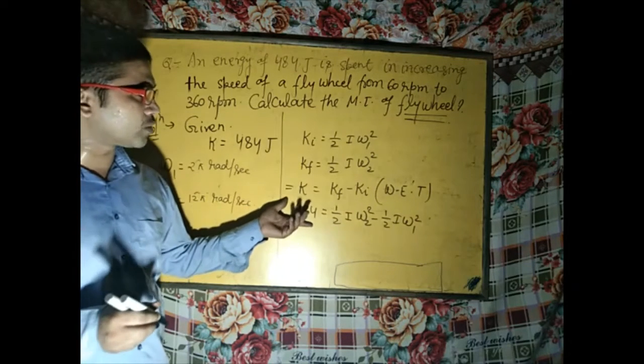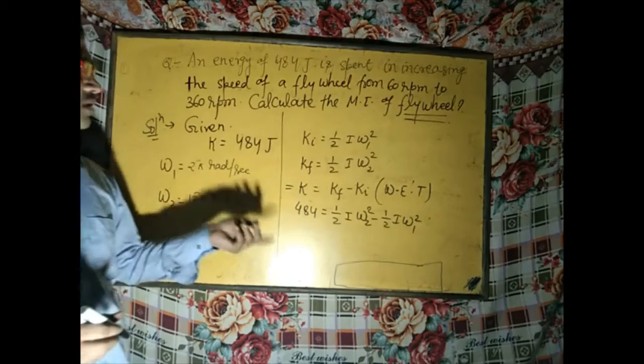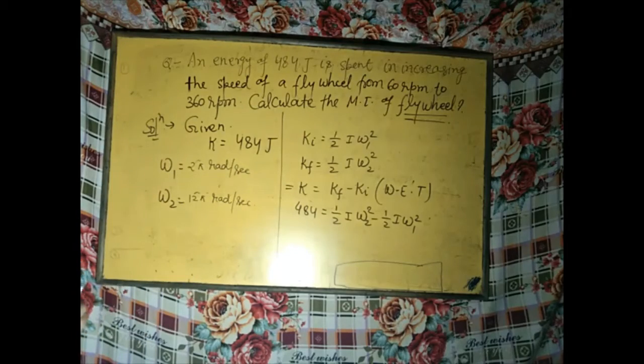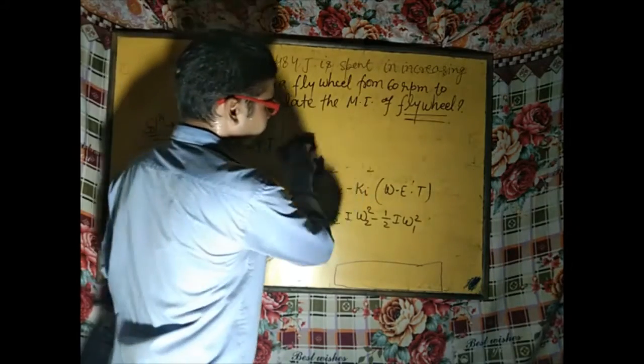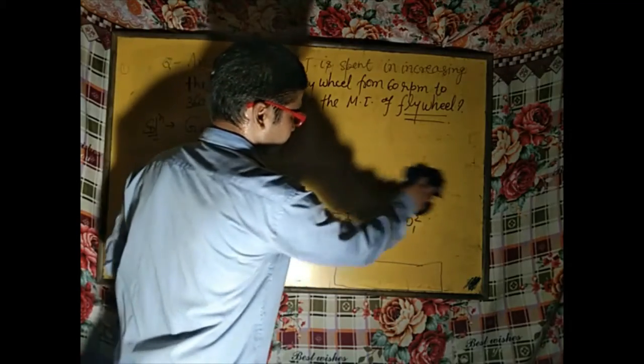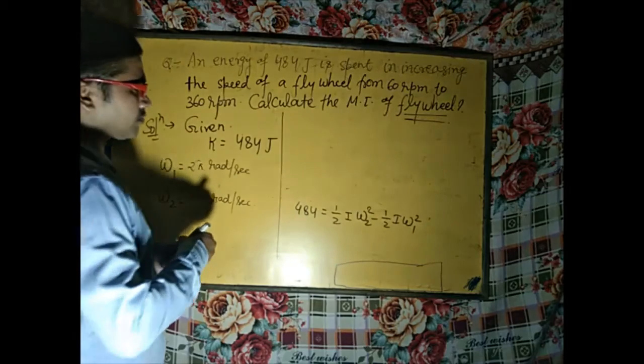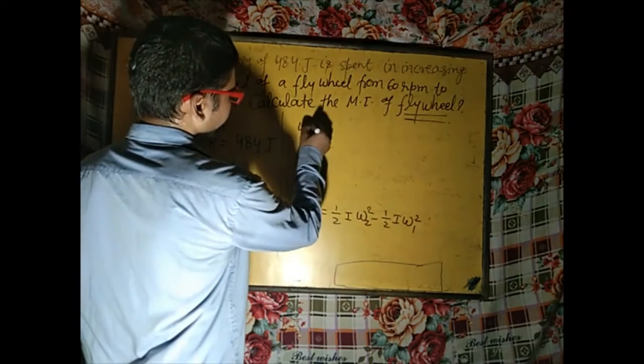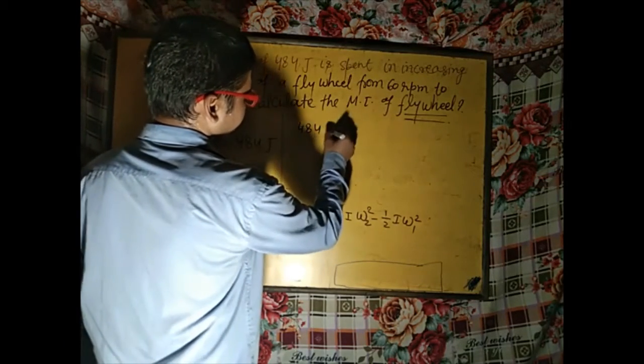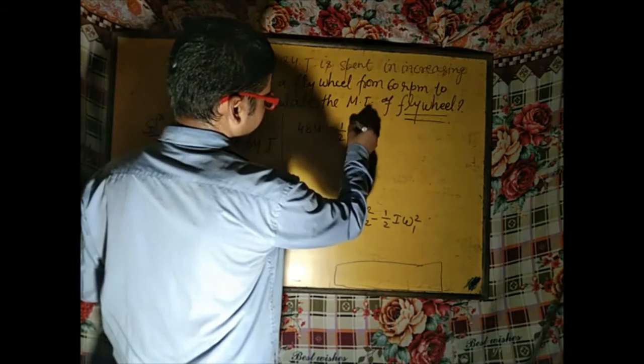So you should note down these things in your copy, because I am going to erase this part to calculate it further. Okay, so if you erase this part, you can write here 484 equal to 1 by 2.